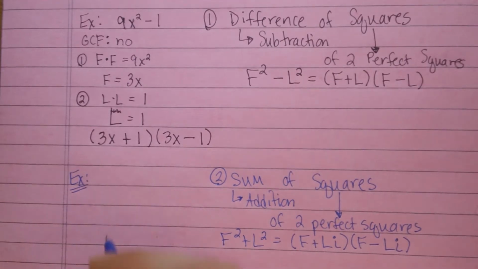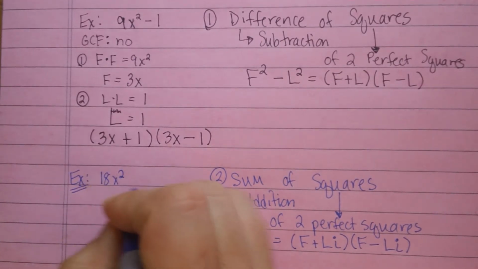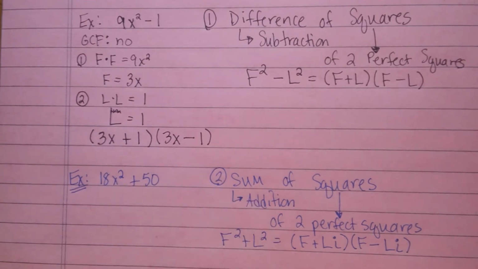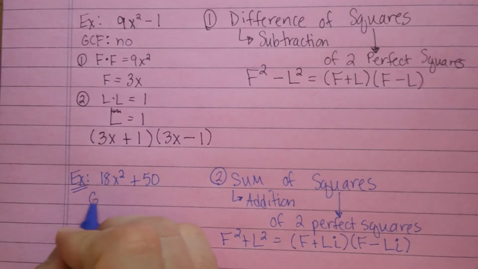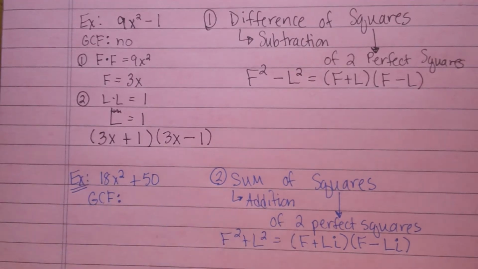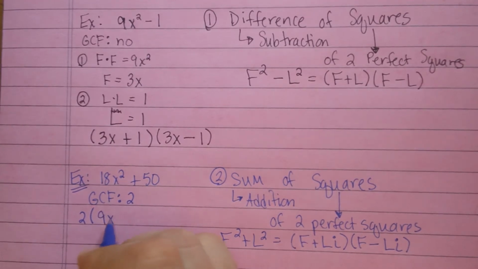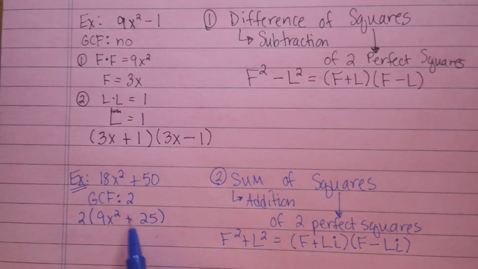How about 18x squared plus 50? Well, in 18x squared plus 50, we want to start out by finding a greatest common factor if there is one. Both of these numbers are even, so I'll take out a 2. That 2 goes out in front of the parentheses, and that leaves me 9x squared plus 25. Now I have a binomial in these parentheses, that is the addition of two perfect squares, so I'm going to use that sum of squares pattern.